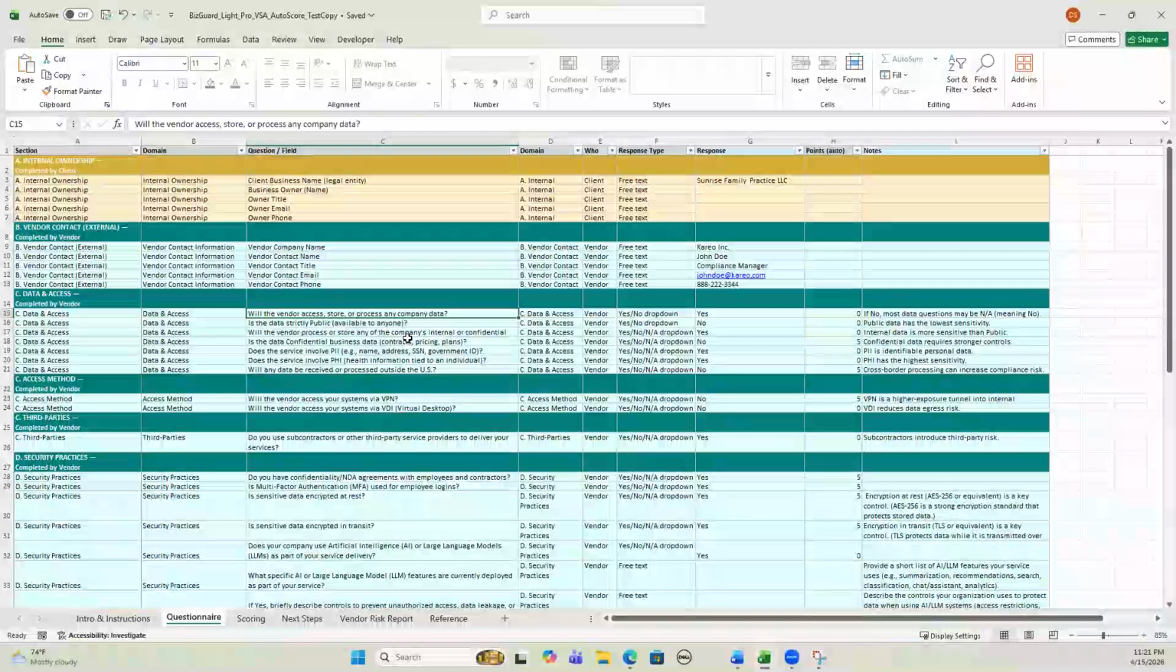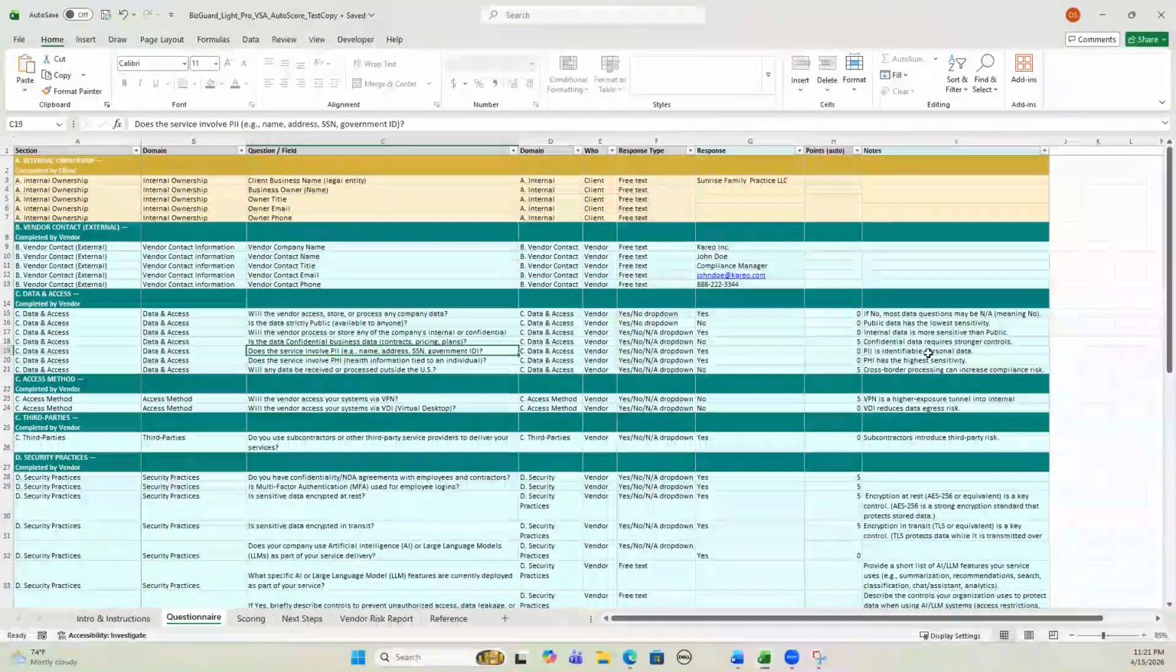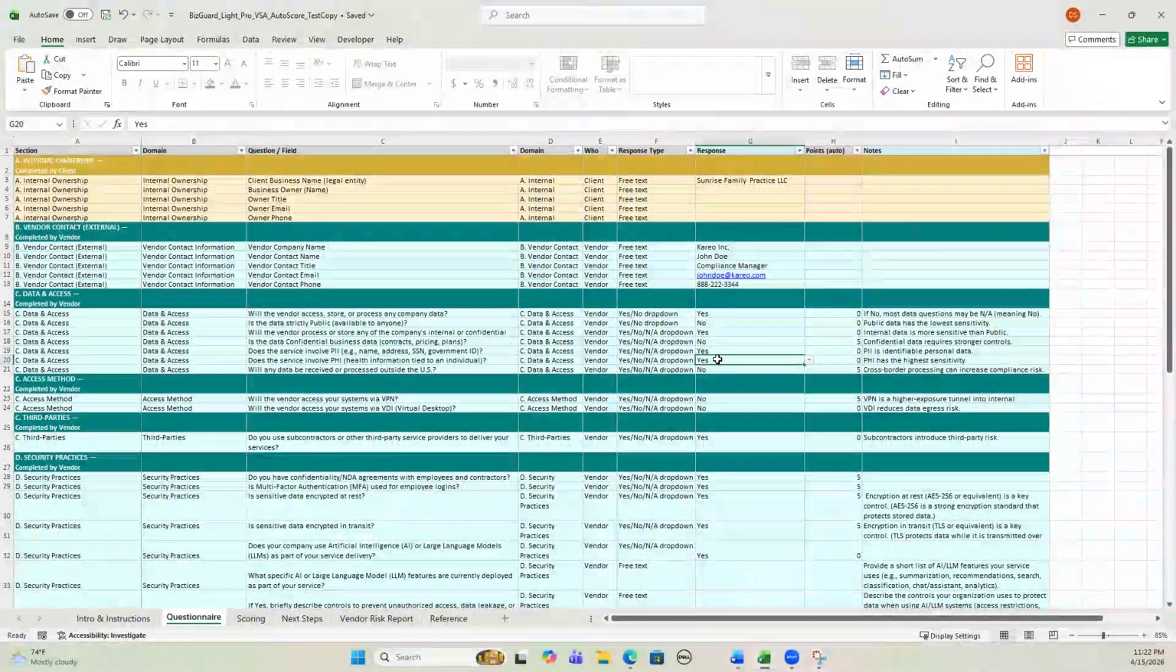So the first question, will the vendor access, store, or process any company data? We will say yes. The data is not public. Vendor process or store company's internal confidential data, we say yes. They do not access confidential business contracts or pricing plan. Is the data confidential business pricing plan? No. Does the service involve PII or PHI? So it's identifiable personal data or personal health information, which is the highest sensitivity. We'd say yes, since they do process health information.